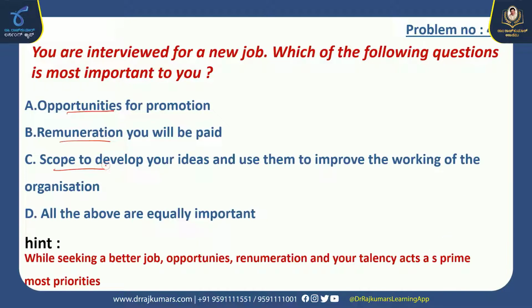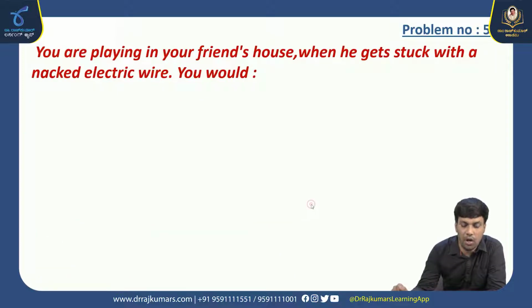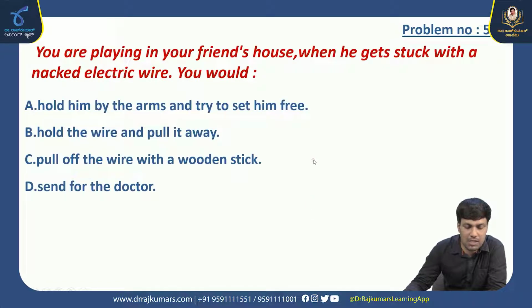Why? Let's see the hint. While seeking a better job, opportunities, remuneration and your talent act as prime important factors. Answer D. Problem number 5. You are playing in a friend's house, when he gets stuck with a naked electric wire. What do you do? The options are: hold him by the arms and try to set him free, hold the wire and pull it away, pull off the wire with a wooden stick, send for the doctor.